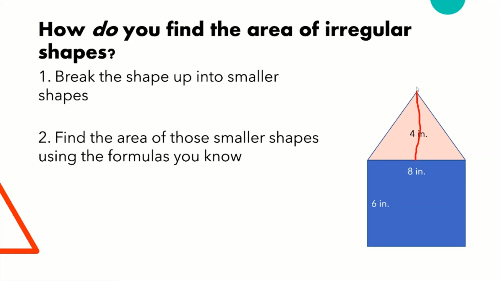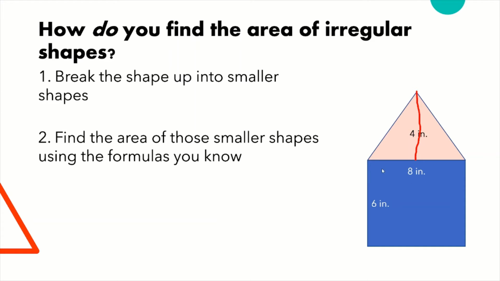So now let's start finding the area of this triangle. If you watched that video, you will know that the formula to find the area is the base times the height divided by 2. So the base of this triangle is 8 inches, and the height of this triangle is 4 inches. 8 times 4 equals 32. 32 divided by 2 equals 16. So the area of this triangle is 16 square inches.